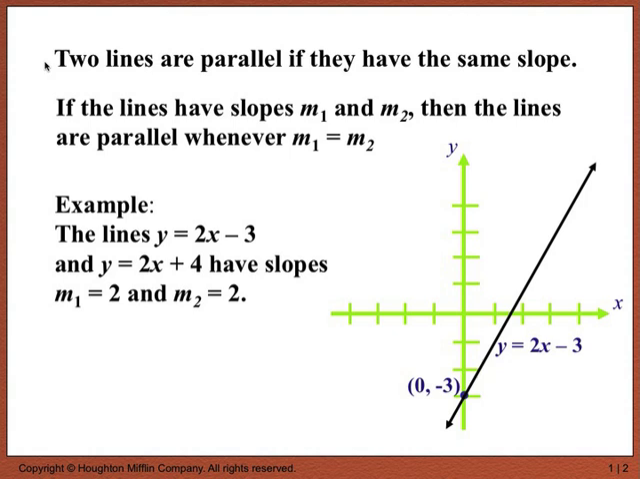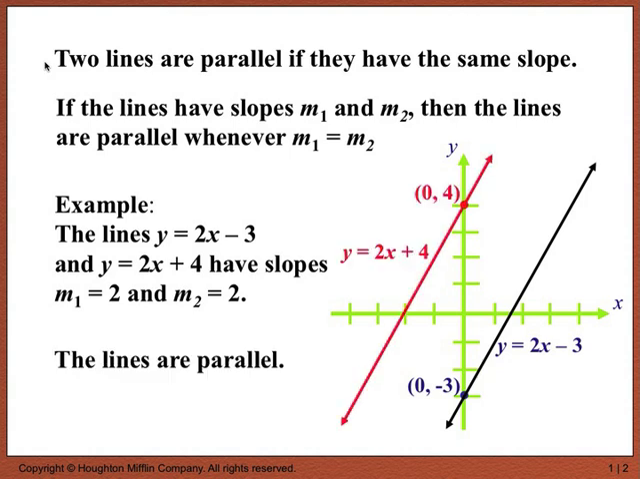So we graph one line, y equals 2x minus 3, and the y-intercept is negative 3. And we graph the other line, y equals 2x plus 4, and the y-intercept is (0, 4). We can verify graphically that these lines are parallel because they have the same slope.